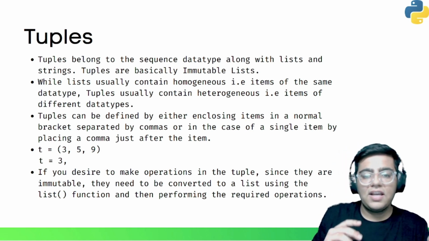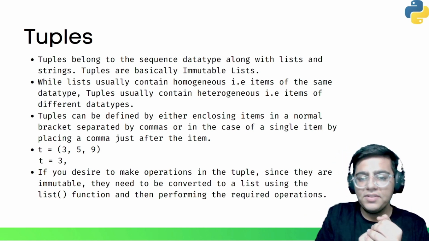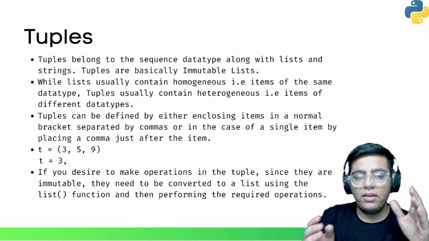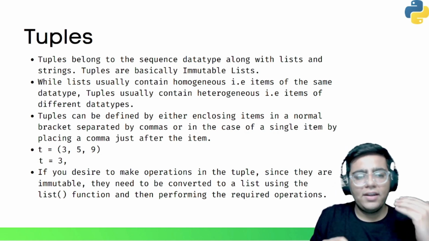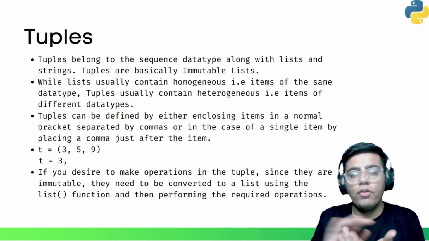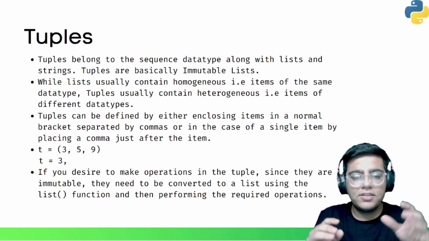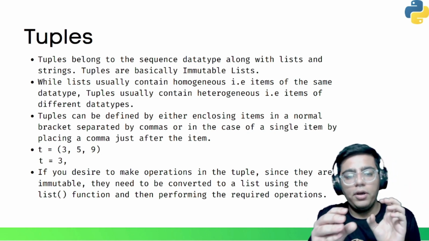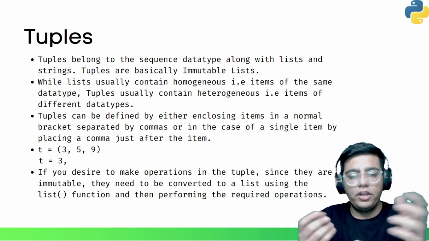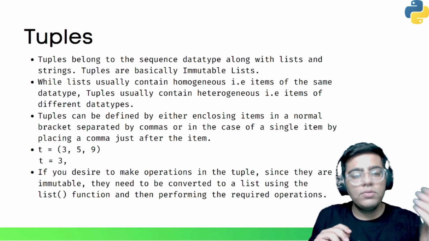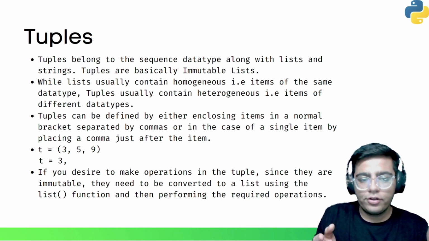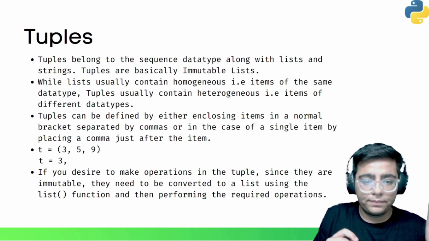Usually, lists are supposed to contain homogeneous items, that is, items of the same data type, like having all integers or all floats. That is usually why lists are used. And if you want to use heterogeneous data types, that is a string, a number, a float, or an integer, if you want to combine different types of data, you usually use tuples. All right, so tuples are usually heterogeneous, and lists are usually homogeneous.